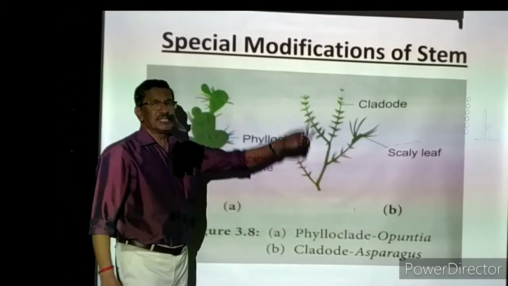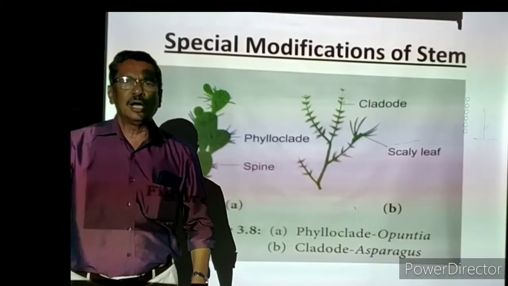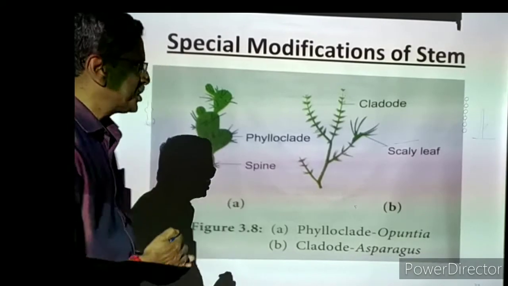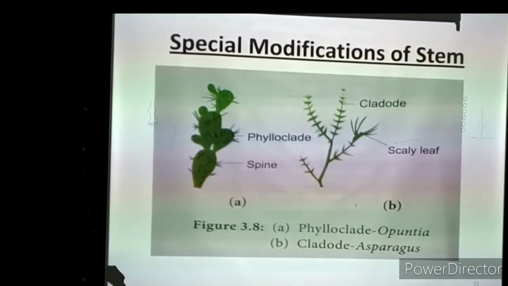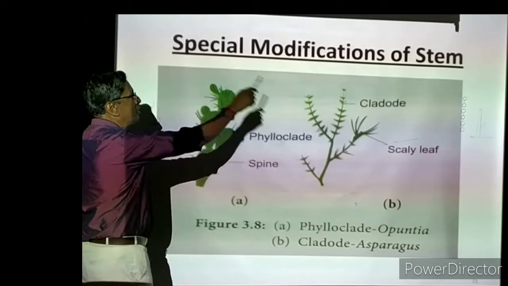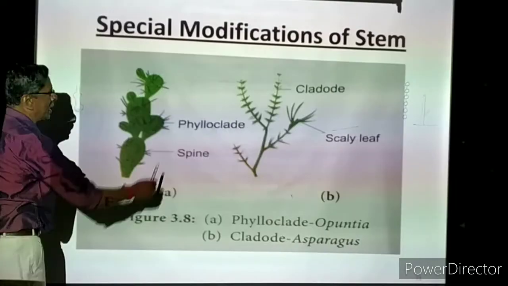Special modifications of the stem. Now these are all very, very special, very peculiar modifications. Normally this type of modification is not very common. That is called a special modification of the stem. We are going to take two plants.